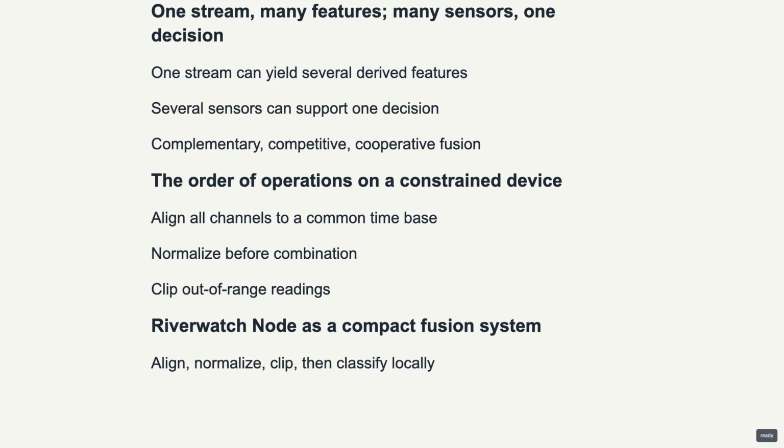Picture a low-power river monitor that does not forward every raw sample. It extracts a few useful features from a stream, adds nearby context such as temperature or rainfall, and then cleans the inputs so the local classifier sees one compact, trustworthy vector.